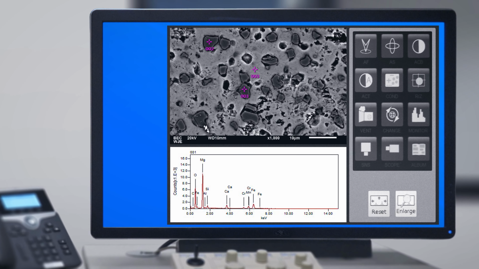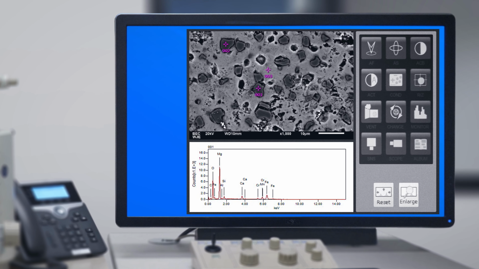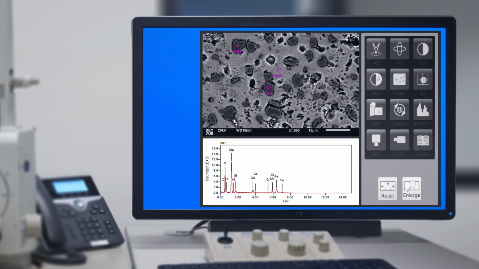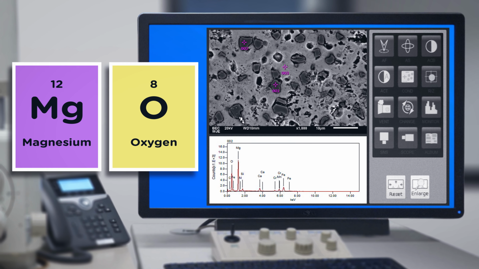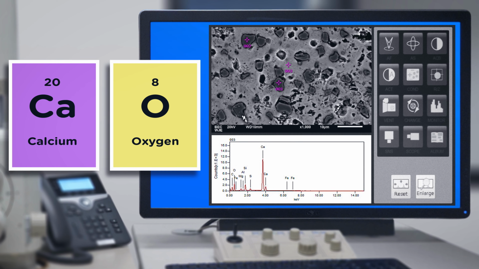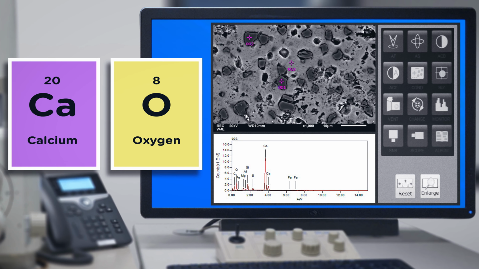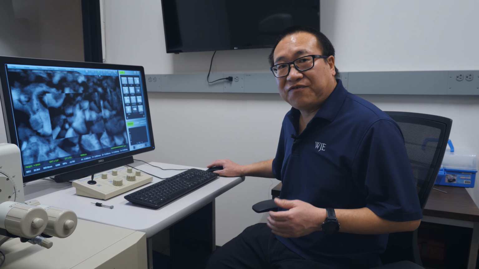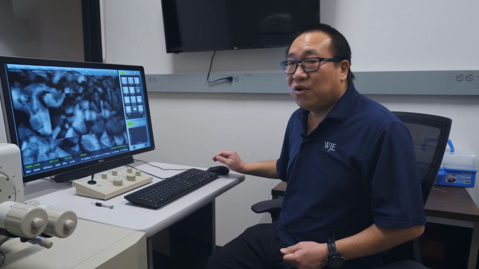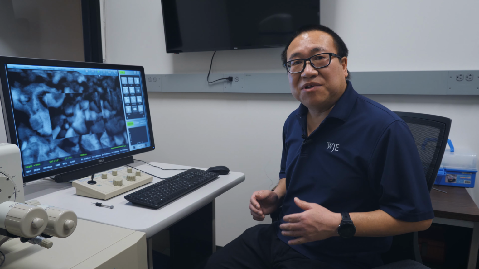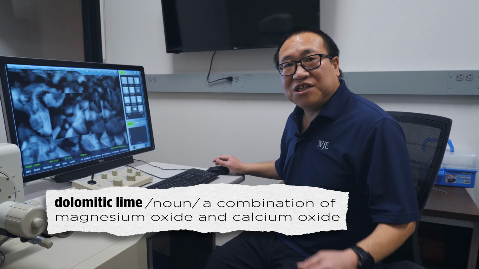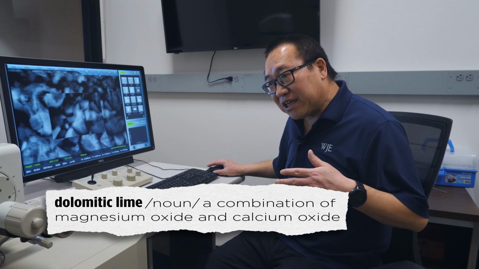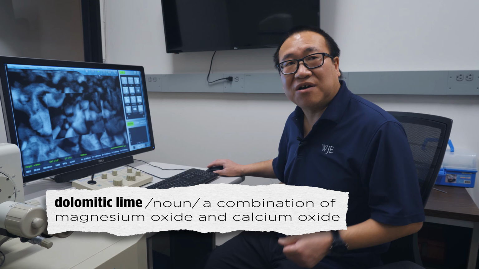This is the spectra collected from spot number 1. The material is mainly composed of magnesium and oxygen, and the same for number 2. At spot number 3, we have mainly calcium and oxygen. Combined with the observations from optical microscopy, we concluded the material is a dolomitic lime. It's a mixture of magnesium oxide and calcium oxide.